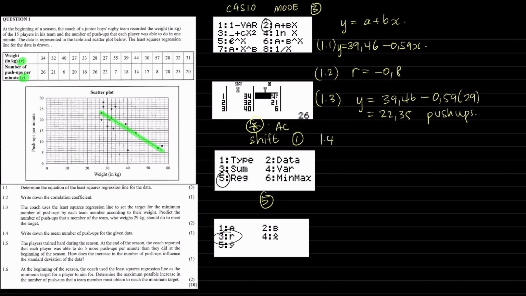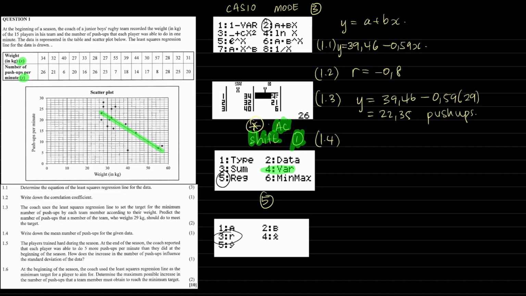Question 1.4. Write down the mean number of push-ups for the data given. Now, the mean is the average. When you get to this point here, you're going to go AC, you're going to press Shift 1. Then, instead of getting this screen, you want to go to VAR, variance. So you're going to go here.